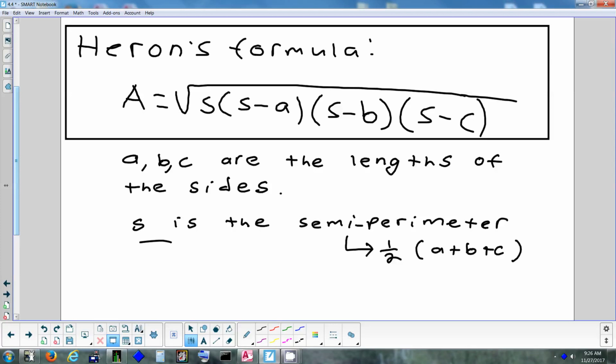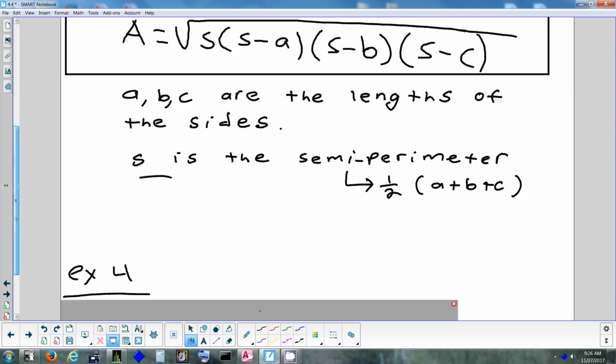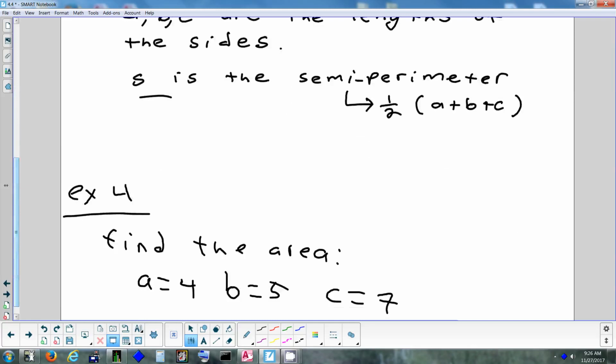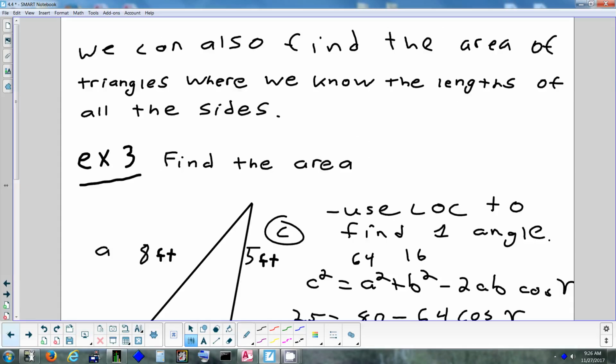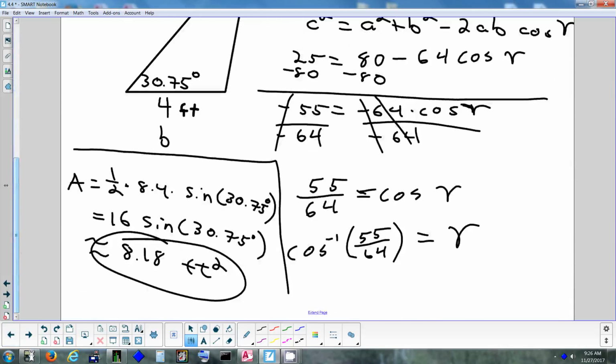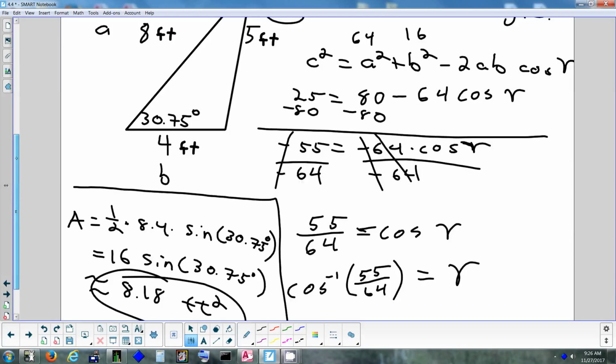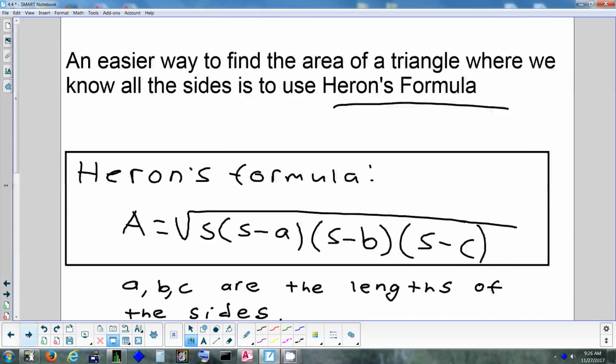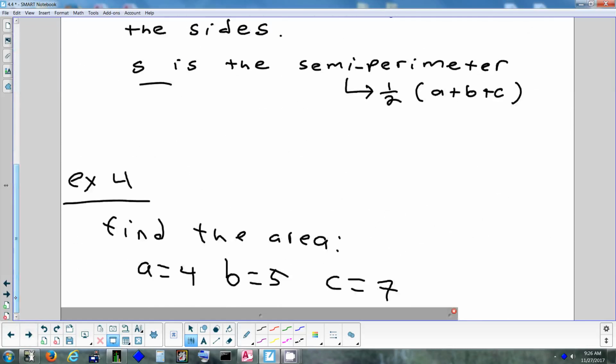Any question on Heron's formula? Okay, let's try it. Let's do example 3 again. Let's do the same sides, and check if we get the same answer with this formula as the way we did it. Because of rounding, it might be a little bit off. You might get 8.17 or something like that. But let's do sides of 4, 5, and 8.